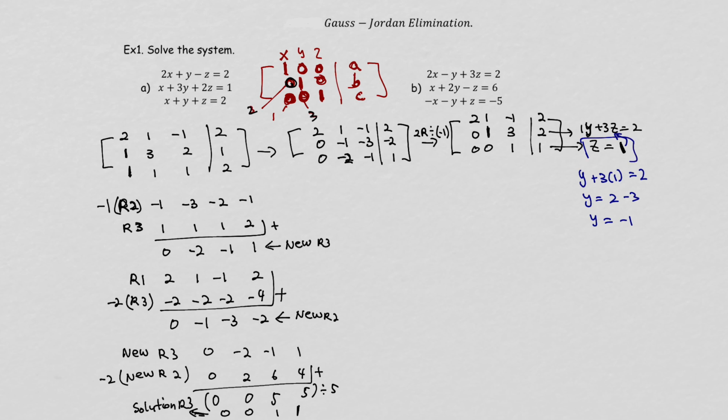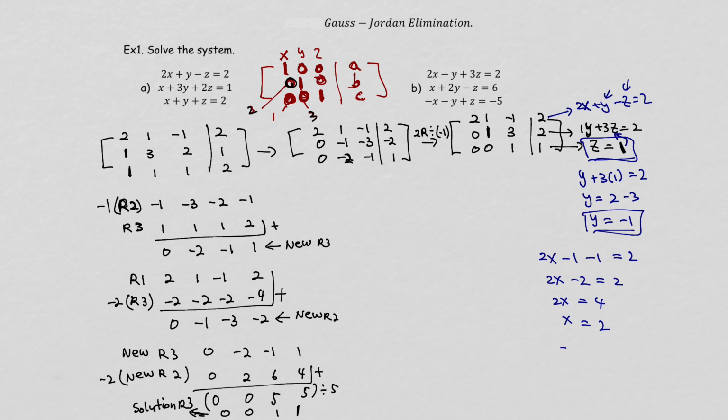Once you have z and y values, you replace them into the first equation. Remember the first equation, right? This is 2x plus y minus z equals 2. Now you have z and y, so replace them here and find the x value. That will be 2x minus 1 minus 1 equals 2. That's 2x minus 2 equals 2. You add 2 to both sides. 2x equals 4, where x equals 2.